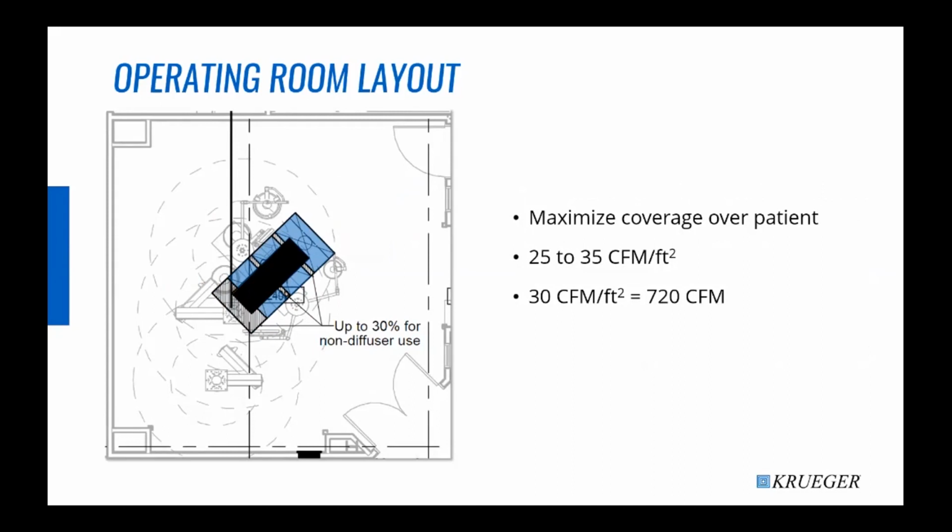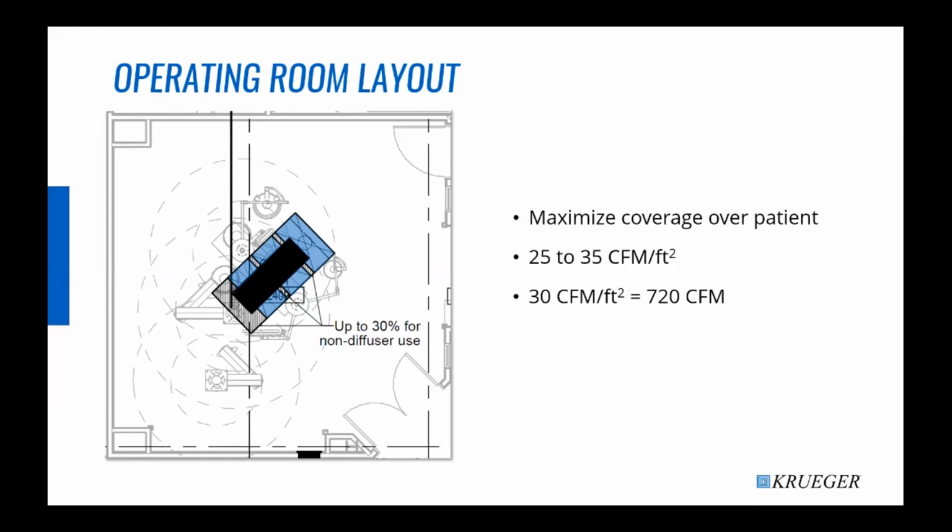So if we do the quick math on that, basically we have 3 2x4s, so that's 8 square feet each, so we have 24 square feet. So we have 24 square foot of diffuser at 30 CFM per square foot. That provides a total of 720 CFM through those 3 laminar diffusers.